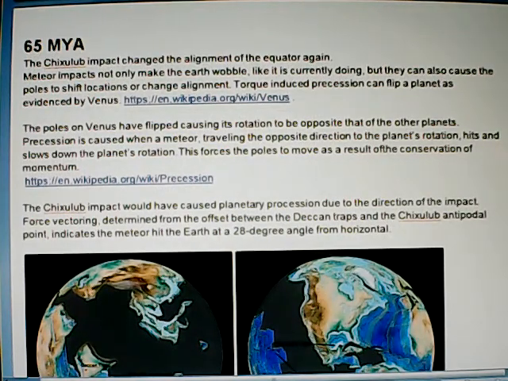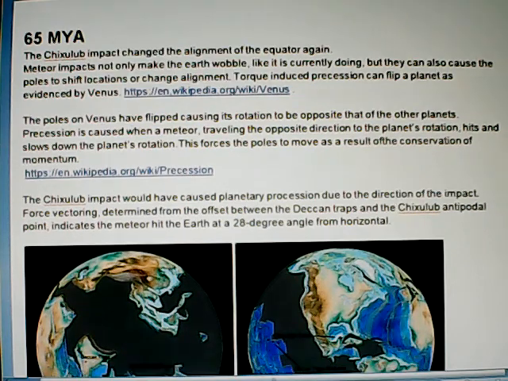Okay, the Chicxulub impact changed the alignment of the equator again. Meteor impacts not only make the Earth wobble like it is currently doing, but they also cause the poles to shift locations or change alignment. Torque-induced precession can flip a planet, as evidenced by Venus. Poles of Venus have flipped, causing its rotation to be opposite that of the other planets. And we're going through precession again, which we've already talked about.